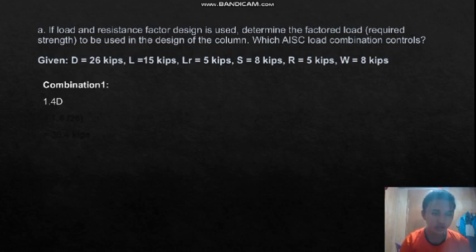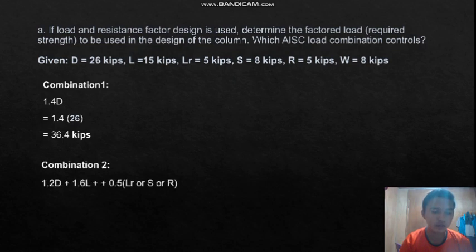For combination 1, 1.4 multiplied by D, substituting, we can get 36.4 kips. For combination 2, 1.2D plus 1.6L plus 0.5(Lr or S or R), and we choose the highest value for this given. We get 1.2 multiplied by 26 plus 1.6 multiplied by 15 plus 0.5 multiplied by 8, which is the wind load, or the snow load rather. We can get 59.2 kips.